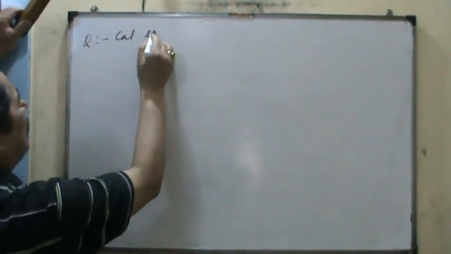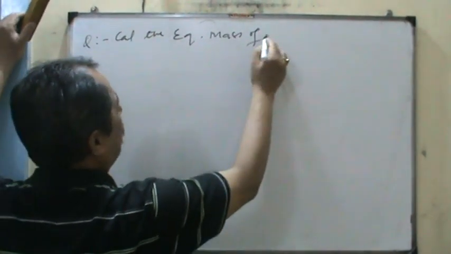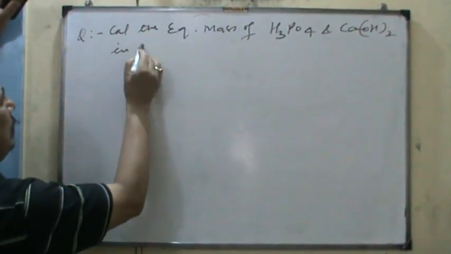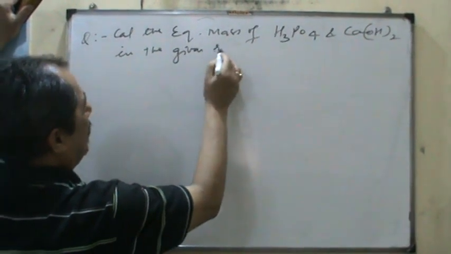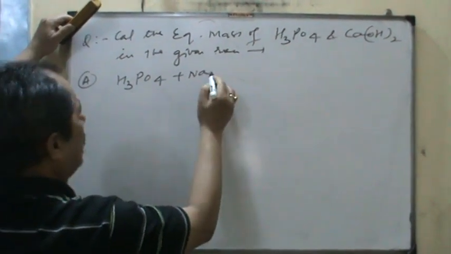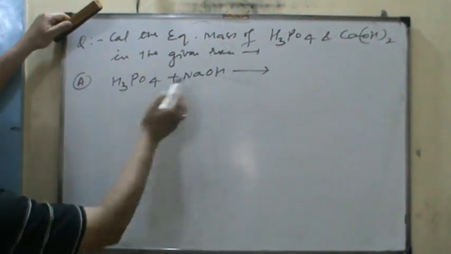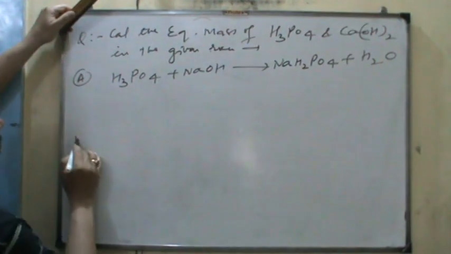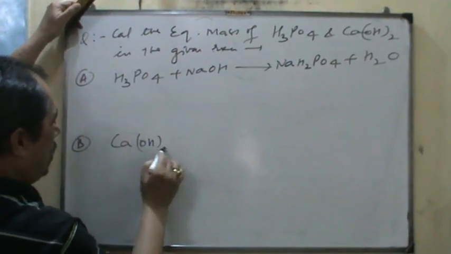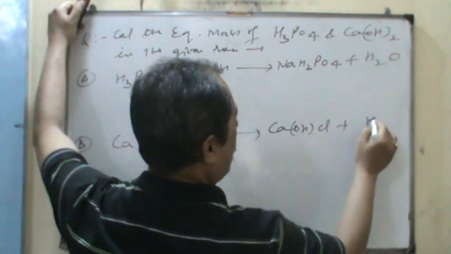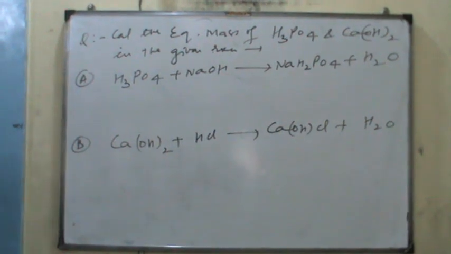Now calculate the equivalent mass of H3PO4 and Ca(OH)2 in the given reactions. The reaction is H3PO4 plus NaOH, the acid, orthophosphoric acid, and the base, gives NaH2PO4 plus water. The B part is Ca(OH)2 plus HCl gives Ca(OH)Cl plus water. Anybody tell me, read this question and can you solve it?